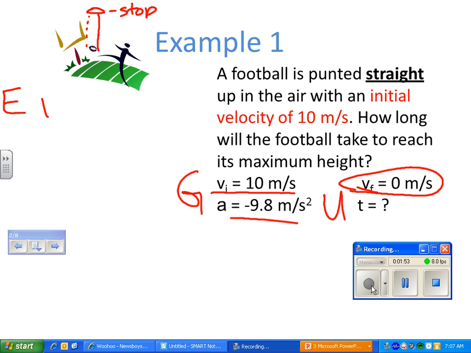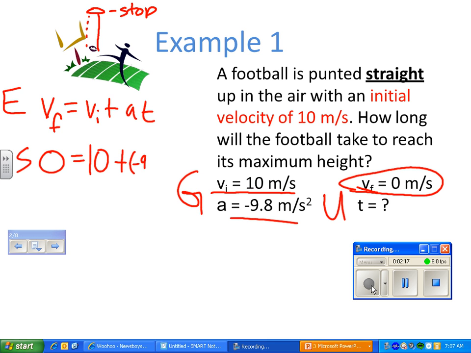From that information, our equation is v sub f equals v sub i plus at. That's your final velocity equals your initial velocity plus the acceleration times the time. The final velocity we said was going to be 0. It's our substitute step, by the way. Our initial velocity was 10 meters per second plus negative 9.8, because that's gravity, times the t we're looking for.